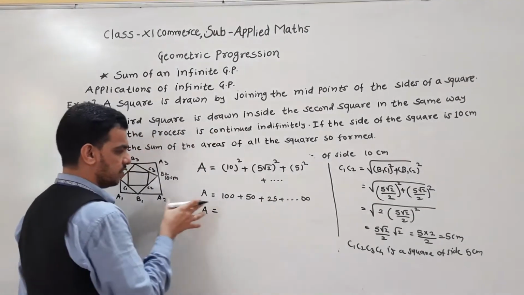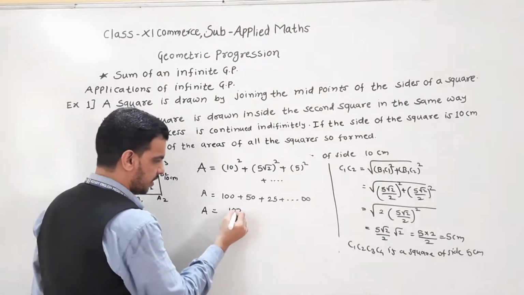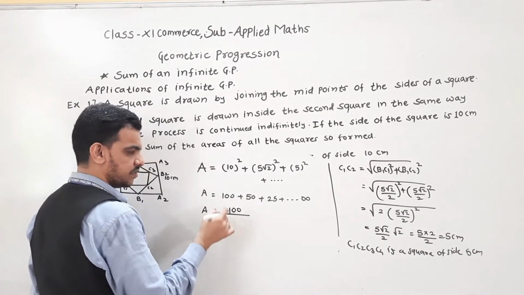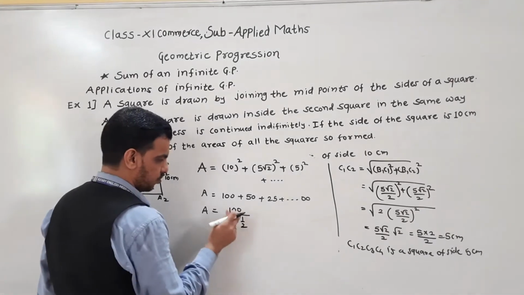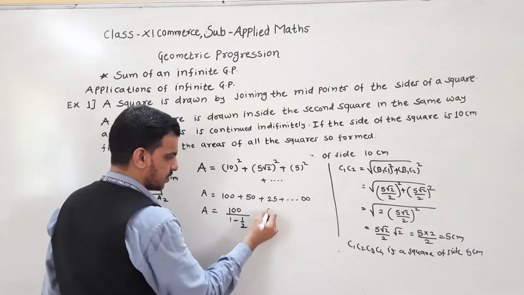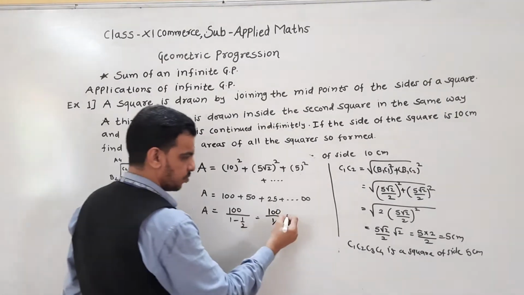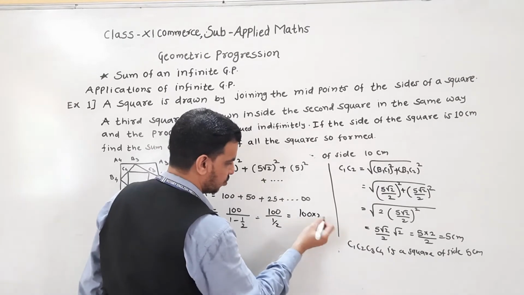So area of the sum of all the squares is 100 divided by, now this is 50 divided by 100, that is 1 by 2. So R is 1 by 2. So 1 minus 1 by 2. So A divided by 1 minus R, so 100 divided by 1 by 2. This becomes reciprocal. So 100 into 2 upon 1, that is 100 into 2.